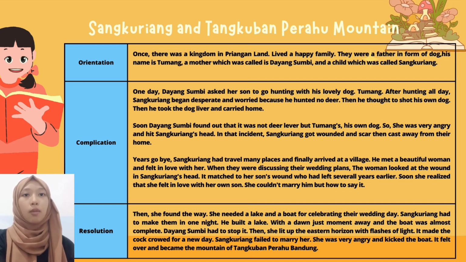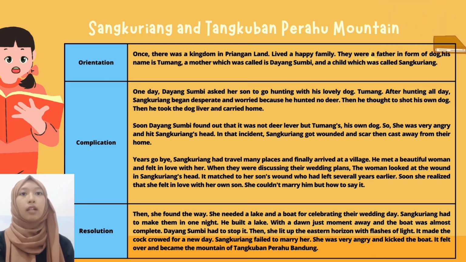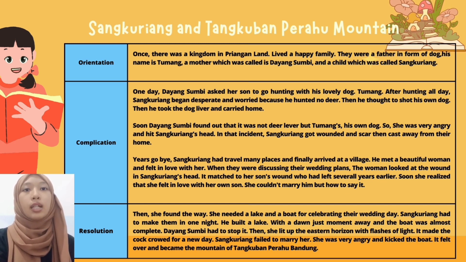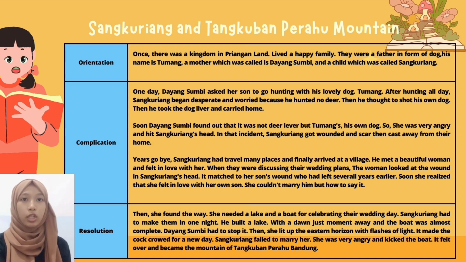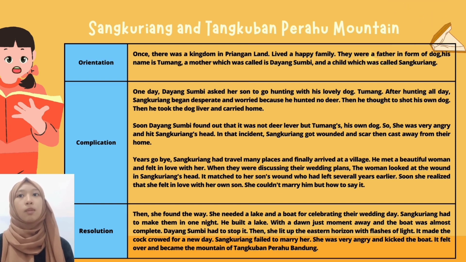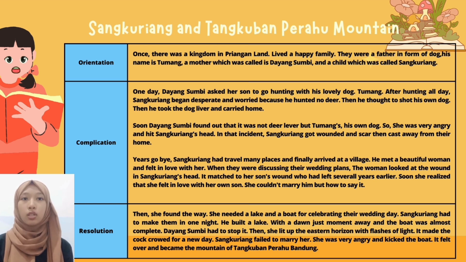And next is complication. The second, third, and fourth paragraphs are complication. And the last one is resolution. The sentence "she found the way" is the resolution of the story of Sangkuriang and Tangkuban Perahu. In this story, there is no reorientation because we can get the moral value after we read the story until the end.